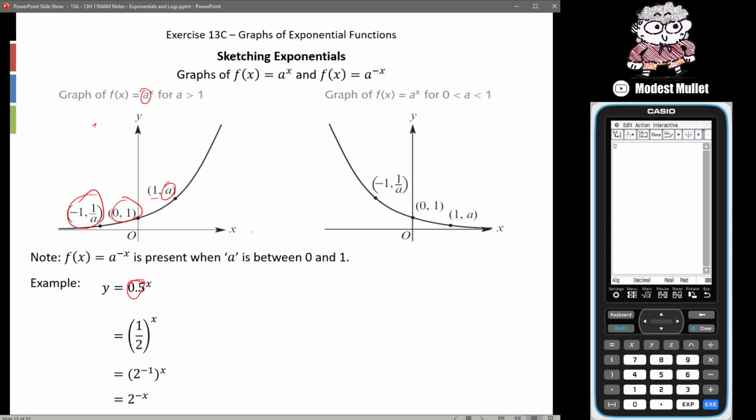When the base is a decimal, it would be the same using the index laws. You could rearrange it so that it's a negative power. So if the base is a decimal between 0 and 1, it's actually going to look like this over here, like a negative power.